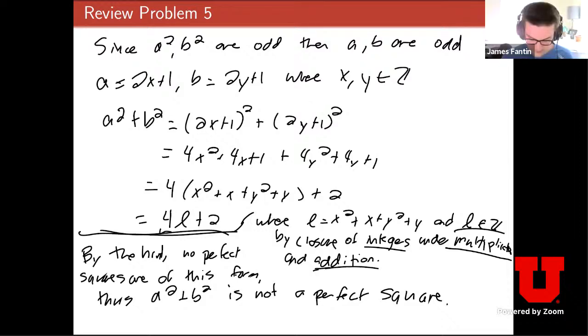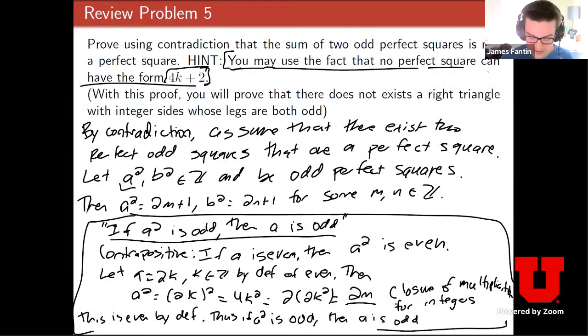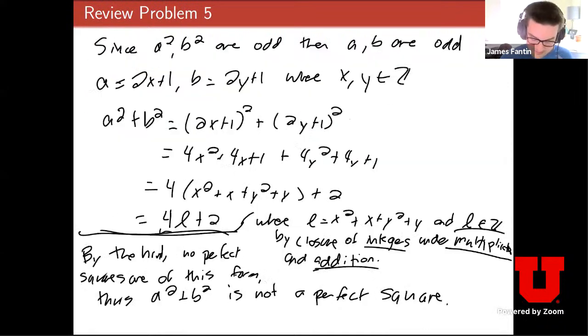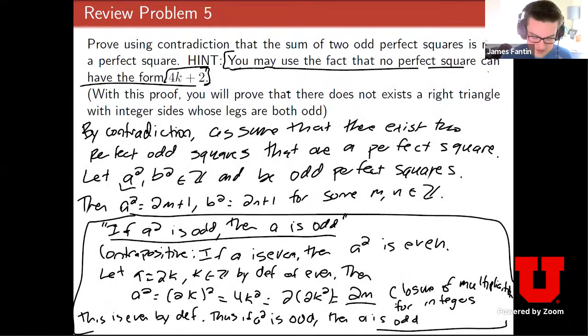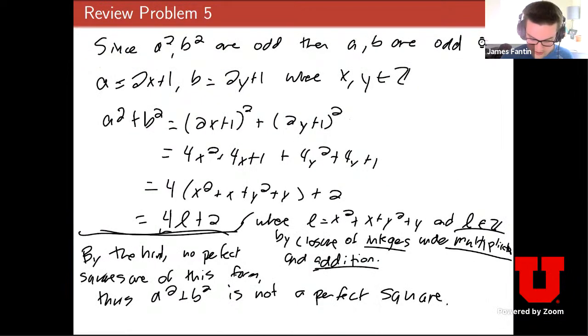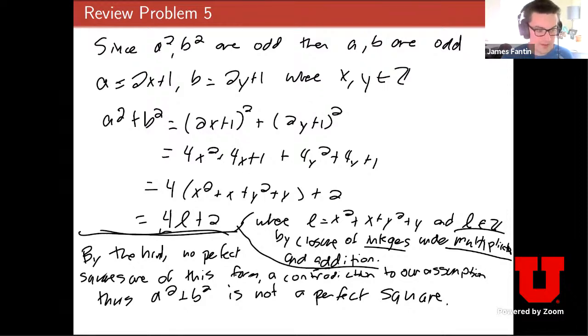I mean, you could certainly state it like that, right? But it's fine enough just to state that our hypothesis is true, because we found a contradiction. No perfect squares are of this form, and this is a contradiction to our assumption. We assumed that we got a perfect square and we didn't. So thus a squared plus b squared is not a perfect square.